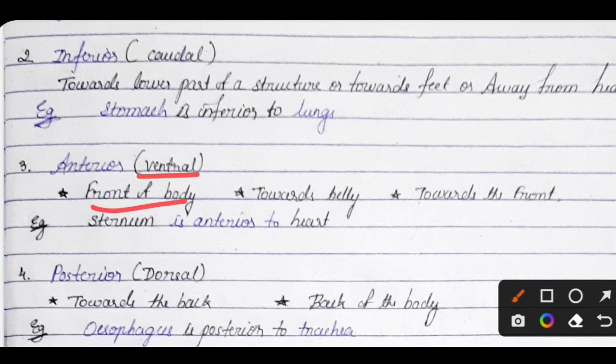Next comes third one is anterior, which means ventral, front of a body towards belly or towards the front. For example, sternum is anterior to heart.